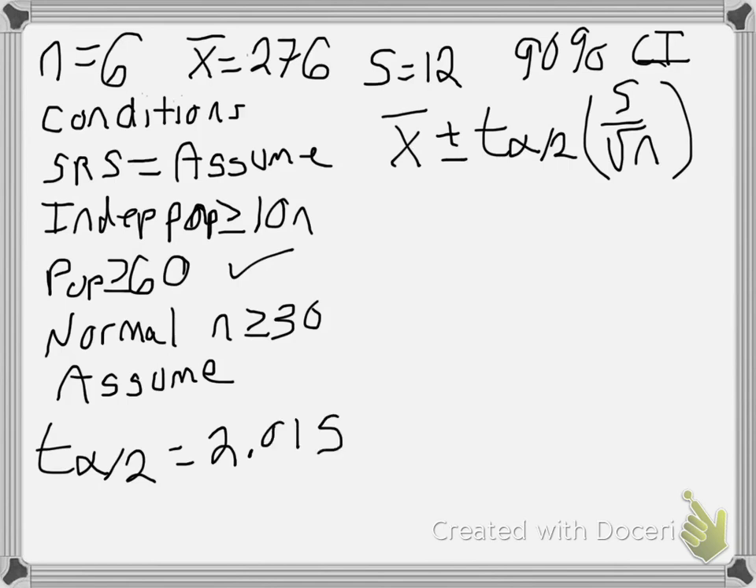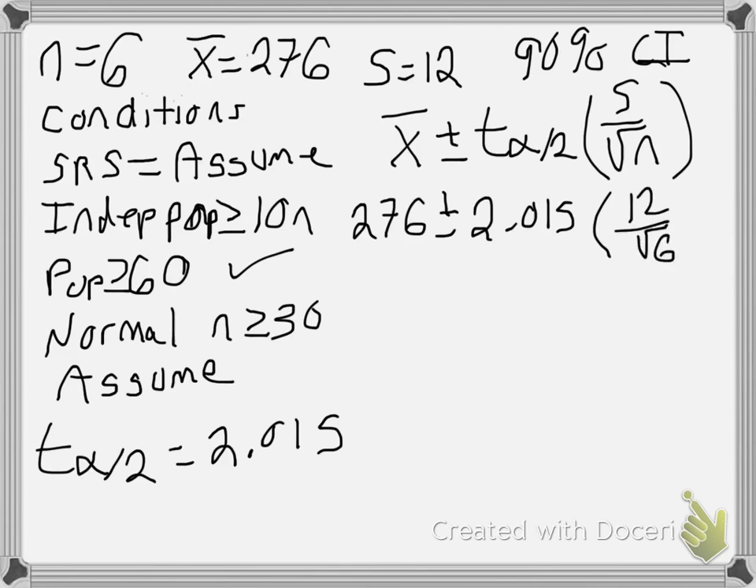All right, so let's plug in our numbers. 276 plus or minus 2.015 times 12 over the square root of 6. Please don't put the degrees of freedom in here. I've seen students do that, and it does throw the answer off a little bit.